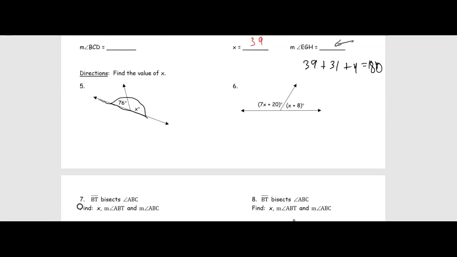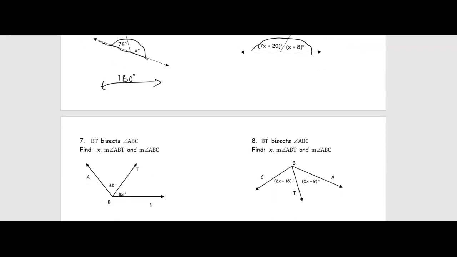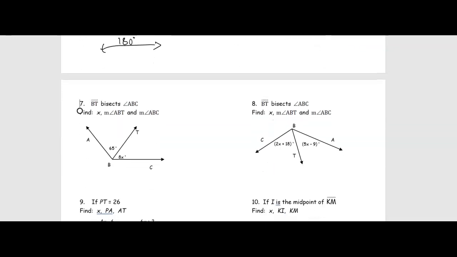So 76 and x have to add up to be 180. These two angles have to add up to be 180. So whenever we have a straight line, it's a 180-degree angle. All right, so add each of those up. You'll have a little equation to solve for.